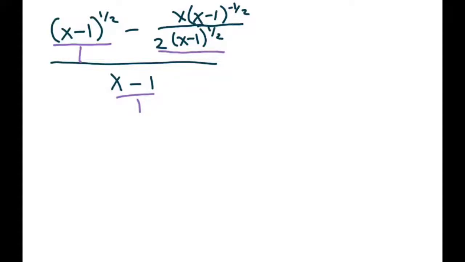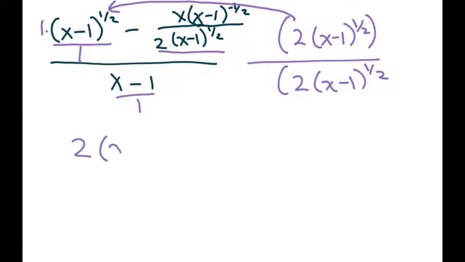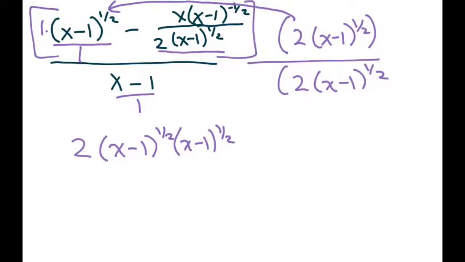So I'm going to multiply the numerator and the denominator by 2 times (x minus 1) to the 1/2. So when I multiply these two together, you're going to get 2 times 1, which is just 2, and you have x minus 1 to the negative 1/2 times (x minus 1) to the 1/2. Okay, so we're multiplying this by the whole kit and caboodle. Now when you multiply these two together, these two just cancel.